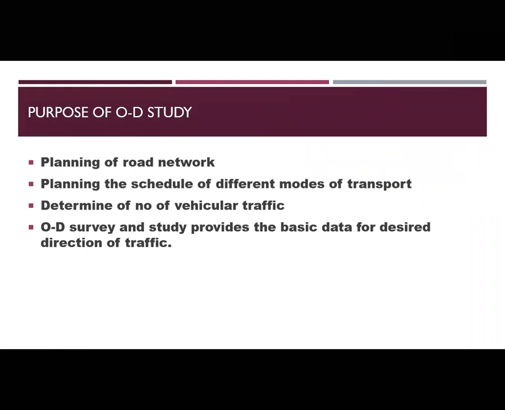Next, what is the purpose of the origin and destination survey? The first one is the planning of a road network. Consider a place where some industries are planted, or there is a MIDC area or some other busy area like a commercial area. At that area, the roads are very broad. When they start building or constructing, they already get broader with more lanes than others, because of the consideration of planning.